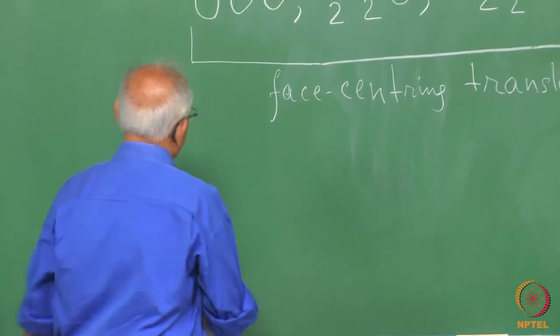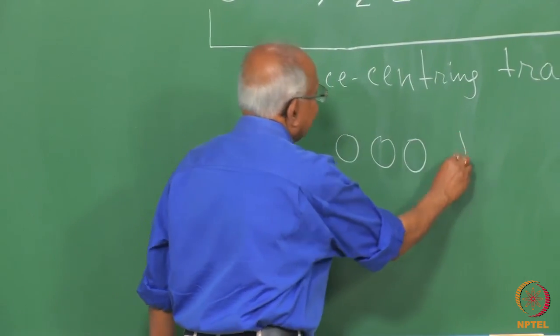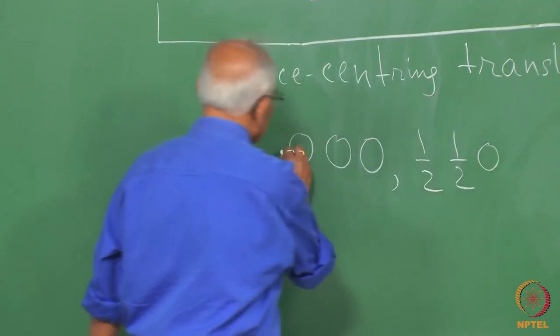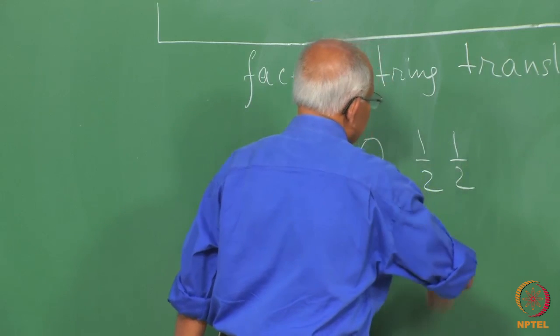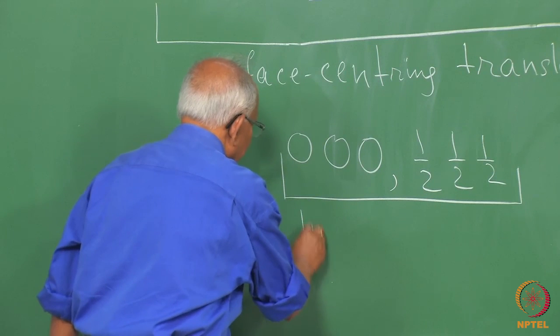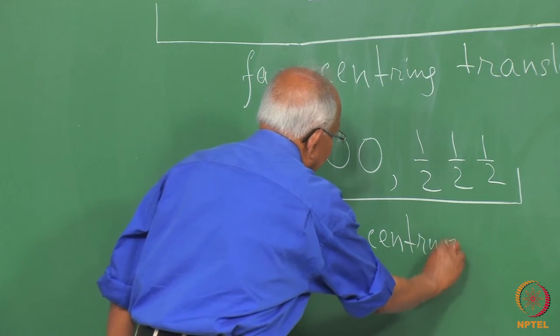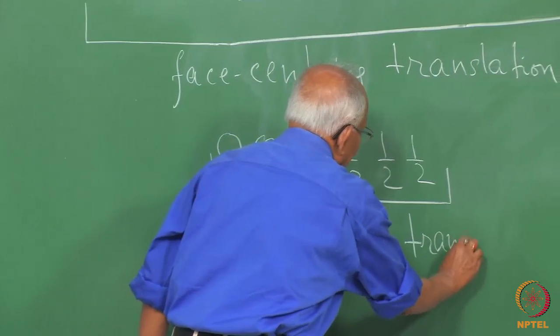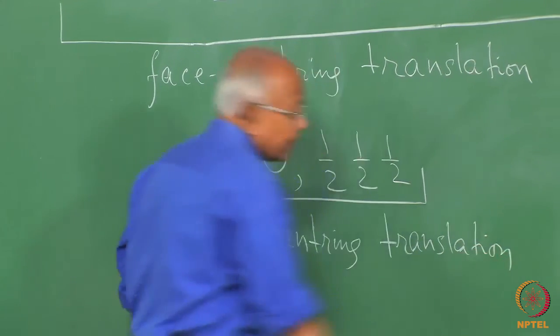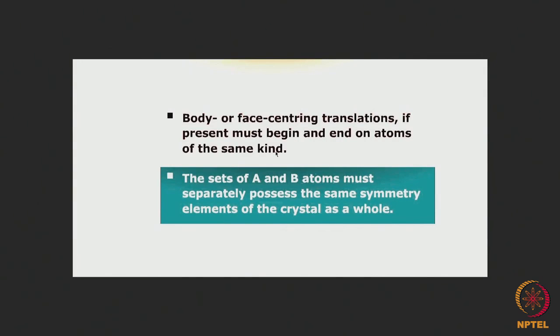In case of a BCC material, we know that there are 2 atoms per unit cell and their fractional indices are 0, 0, 0 and half, half, half. And these go by the name of body centering translation. So, the first rule is for a compound crystal, body or face centering translations, if present, must begin and end on atoms of the same kind. I will show you by an illustration.